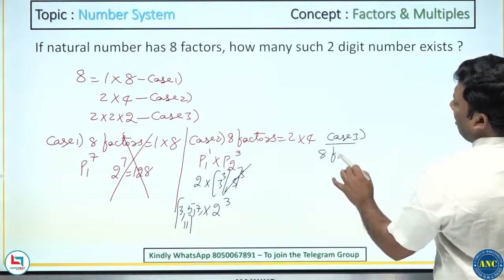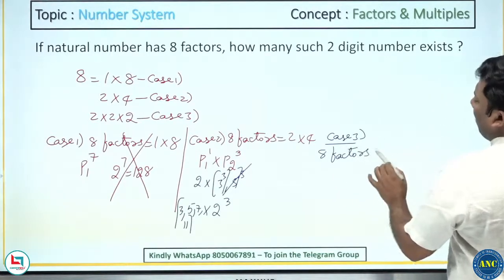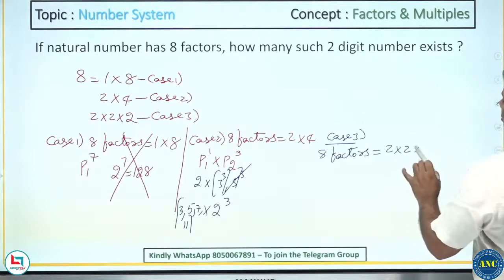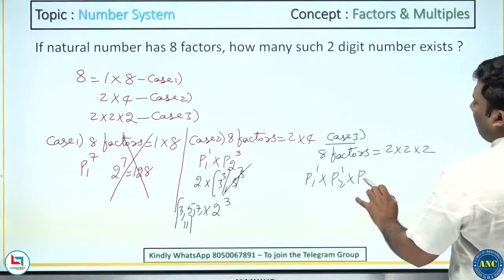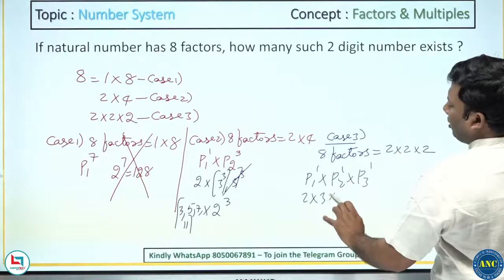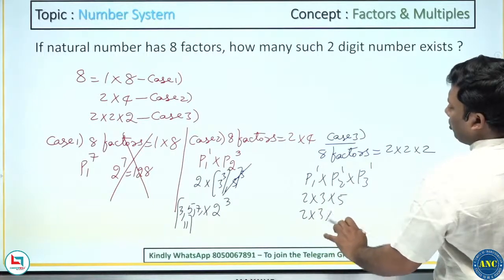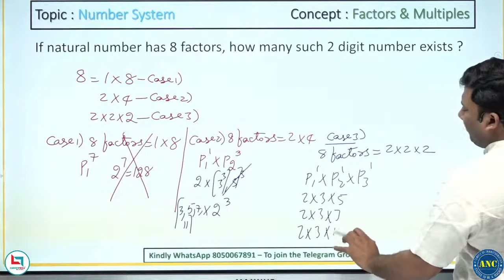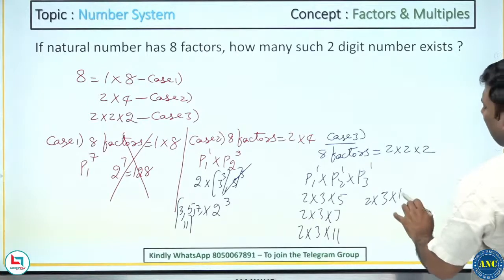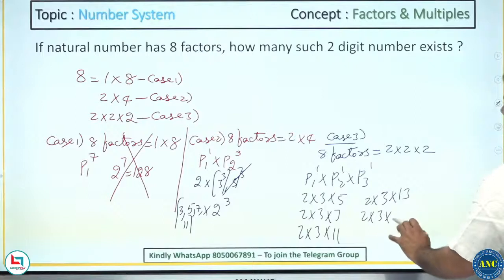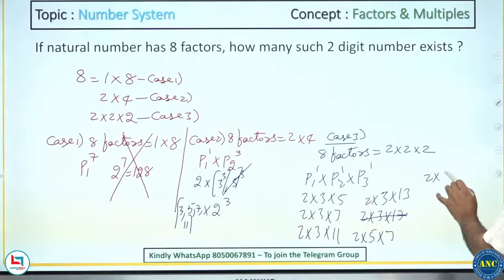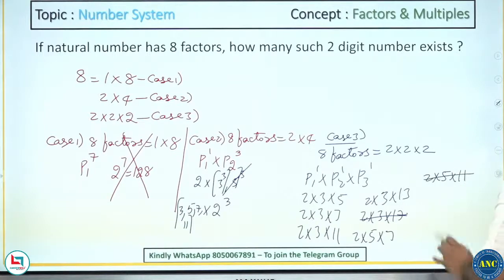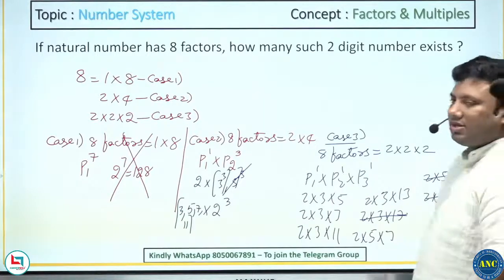Case number 3. It probably takes 1 to 1.5 minutes to solve the question. 2 into 2 into 2, so P1 power 1, P2 power 1 and P3 power 1. 2 into 3 into 5, 2 into 3 into 7, 2 into 3 into 11, 2 into 3 into 13, 2 into 3 into 17, it is not possible. 2 into 5 into 7, possible. 2 into 5 into 11, not possible. 2 into 7 into 11, not possible. All the cases we got it.